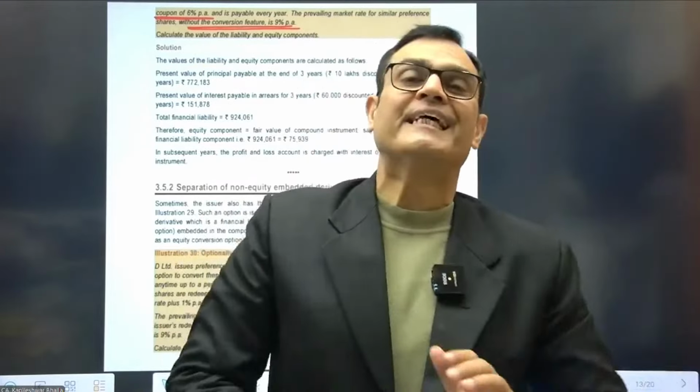Can I call this a hybrid instrument? Because the coupon rate is 6 and the market rate, the benchmark rate, is 9. So CFI with the derivative, and if the derivative meets the fixed for fixed test, then I will segregate the two elements only. Oh, yes.